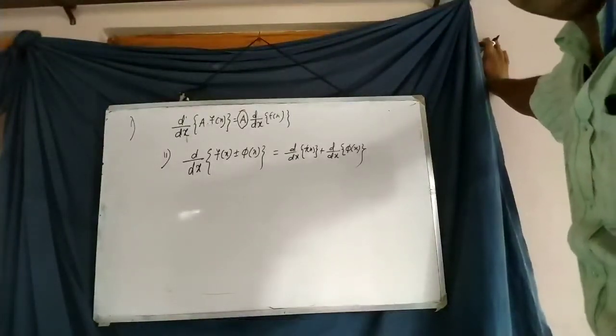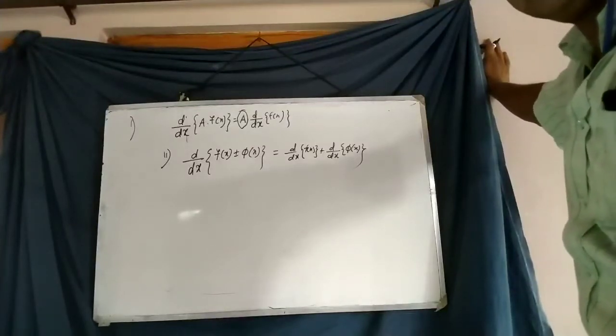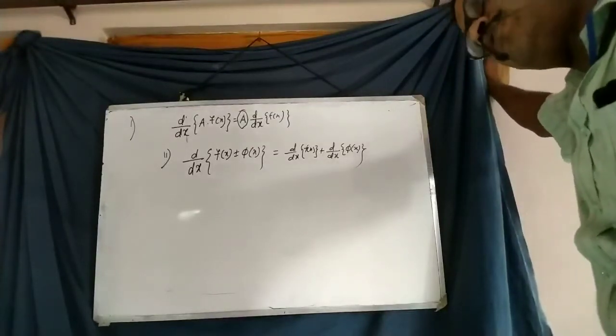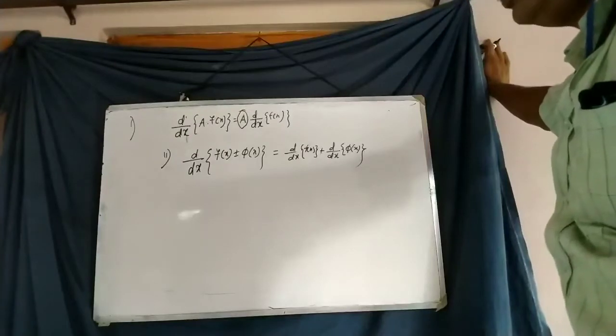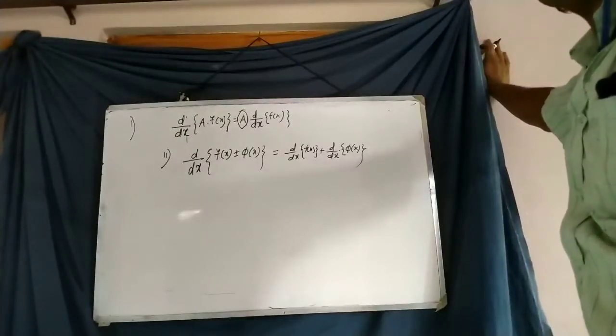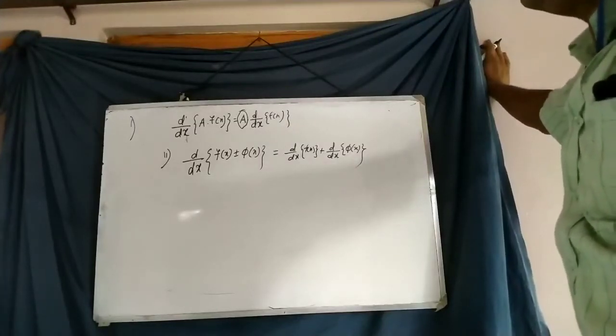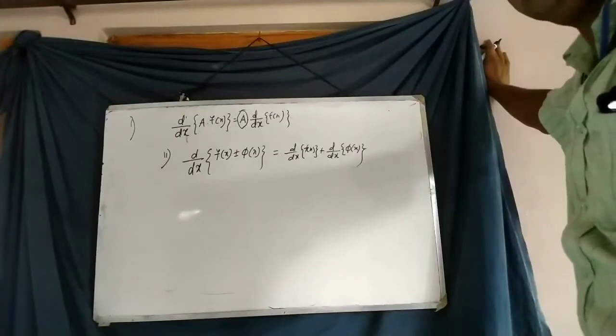difference of two functions. Differentiation of sum or difference of two functions is equal to the sum or difference of their separate differentiation.